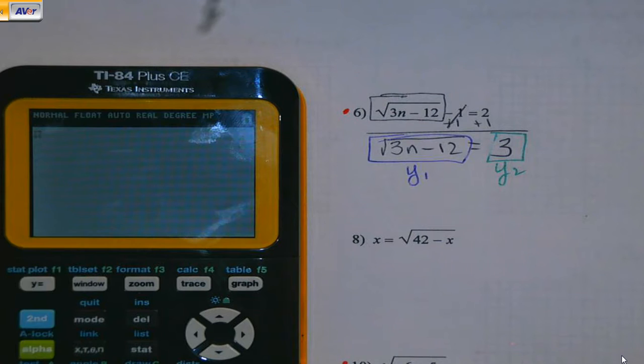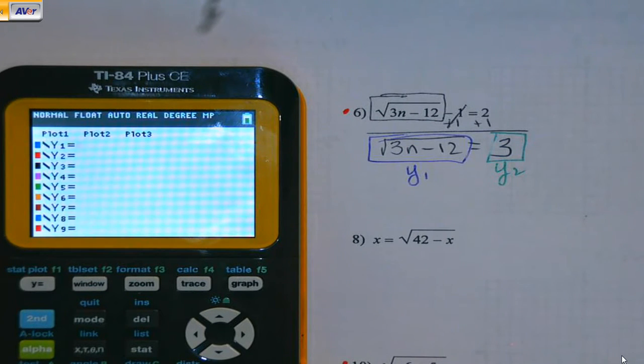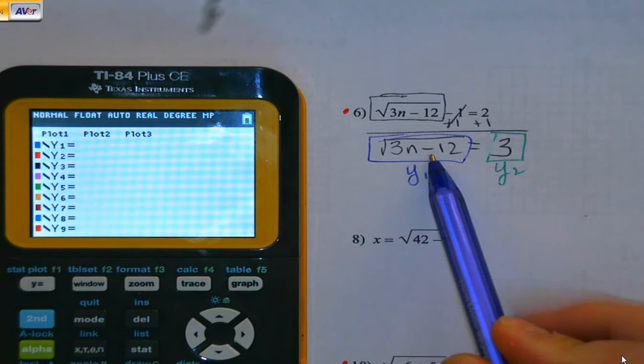So let me get this up. We're going to get to our y equals here. If there is anything in any of your y equals, hit clear to get those out of there. And we're going to get these typed in.